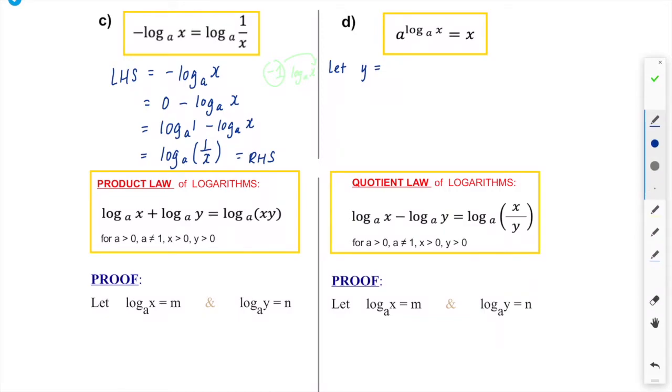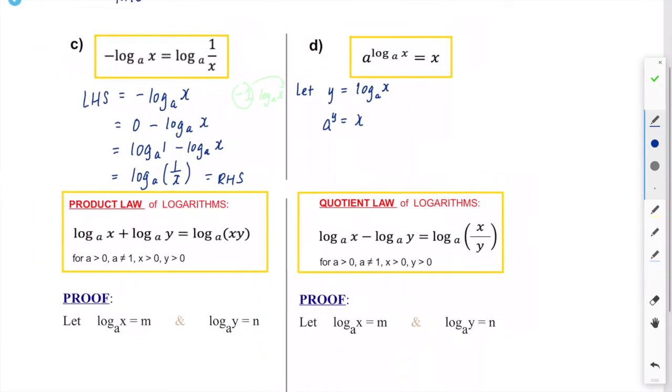Okay, there we go. So let's try that again. So let y to be the exponent. So log x base a. So that a to the power of y is equal to x. Okay, so set that aside.